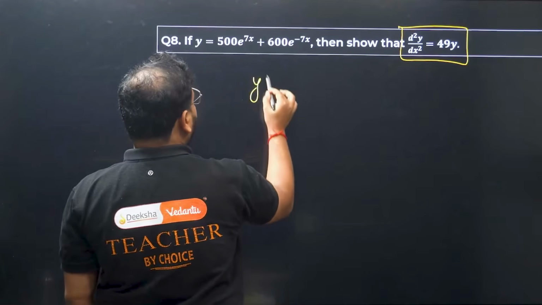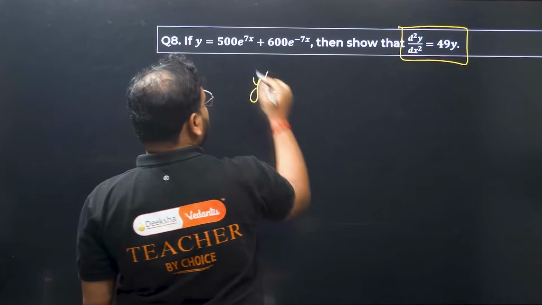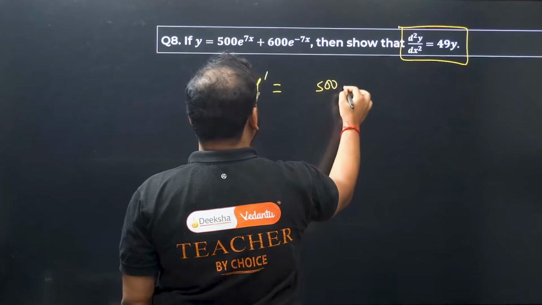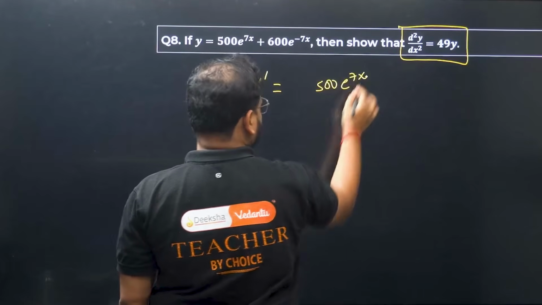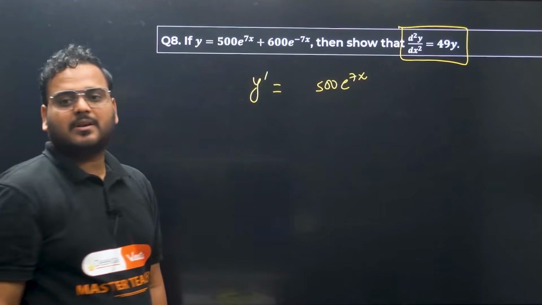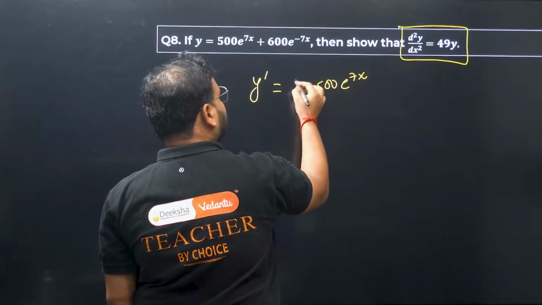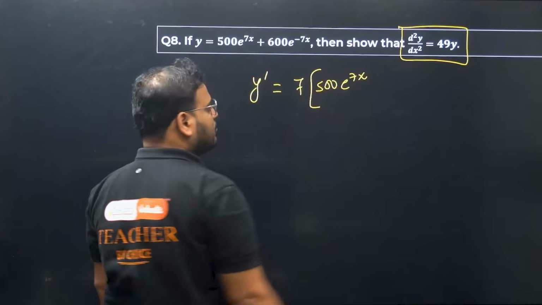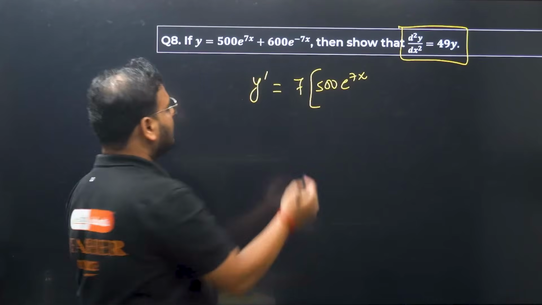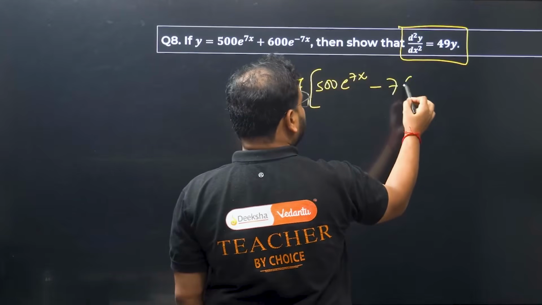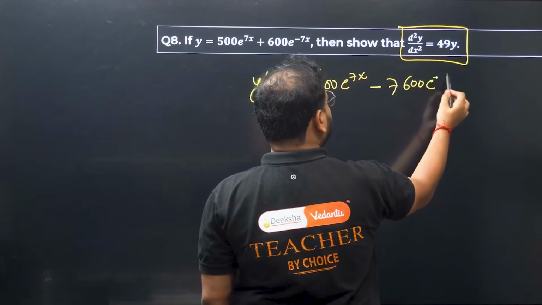So I can write y dash, the first derivative, as, check here, the number 500 I'll keep as it is. 500 e power 7x I'll keep as it is. Because e power 7x will remain as e power 7x, but you have to differentiate 7x also. For that you're going to get 7 over here. I'm keeping that outside. Over here also again I'll get minus 7, 600 as it is, and e power minus 7x.